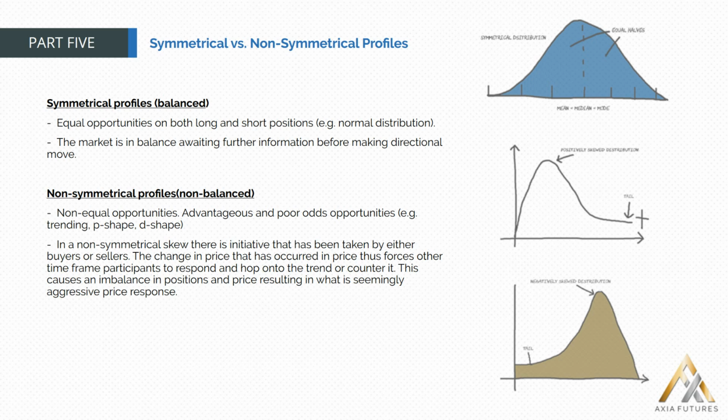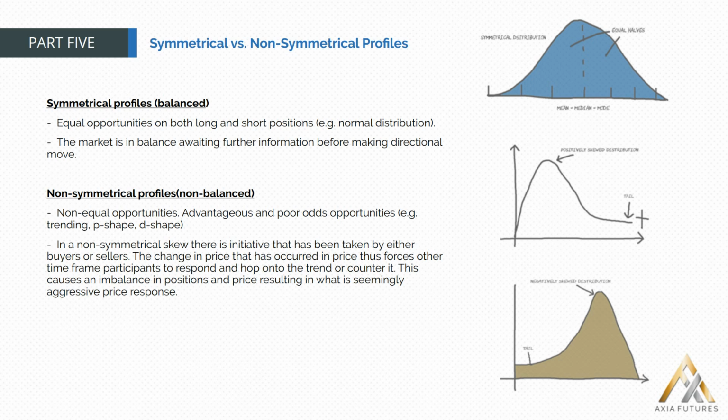Then, the market is in balance, awaiting further information before making a directional move. So, this is the reason why there's an equal opportunity, because the market is accepting fair value, buyers and sellers are agreeing to a price, and by that token, neither buyers want to buy premium, nor do the sellers want to sell discount prices. And for that reason, there's an equal opportunity for the market to go up or go down. Then, the opposite of that is non-symmetrical profiles or not balanced.